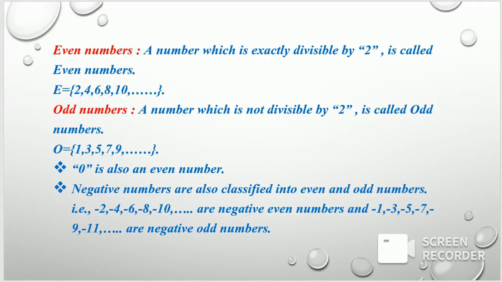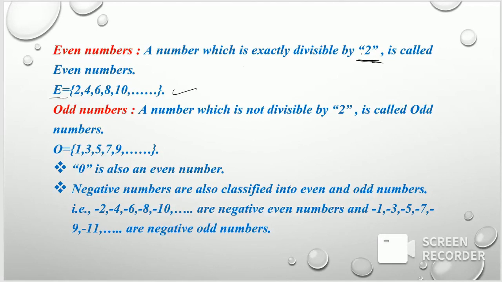An even number is a number which is exactly divisible by 2. A number which is exactly divisible by 2 is called an even number. The set of even numbers, I am taking it as the letter capital E, is E equals the set of 2, 4, 6, 8, 10, and so on. That means any number which is exactly divisible by 2 is called an even number.